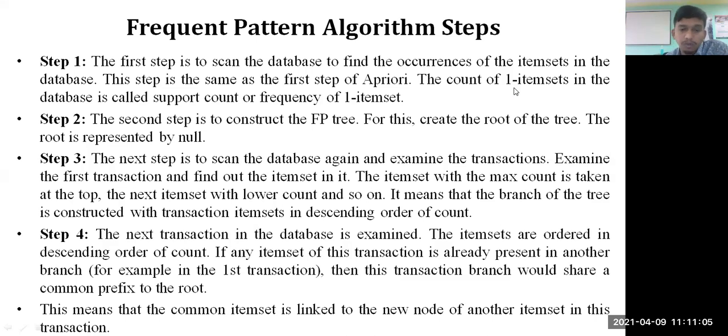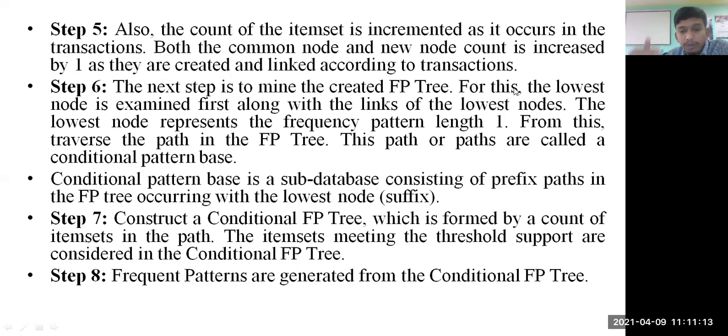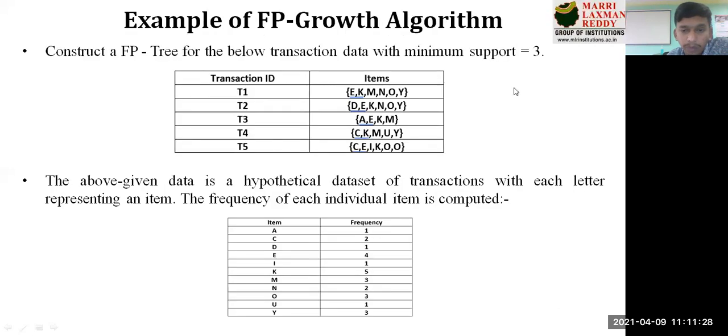The third step starts with traversing the data set you have. Steps 3 to 8 are nothing but the generation of the frequent pattern conditional FP tree. I'll go back to your example, and when explaining the example I'll explain each step of the algorithm one by one. Let's first understand this transaction table. The question is: construct an FP tree for the below transaction data with minimum support value equal to 3. For this data set, they have clearly mentioned that the support value is equal to 3.